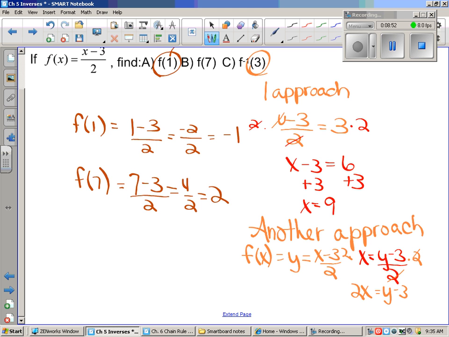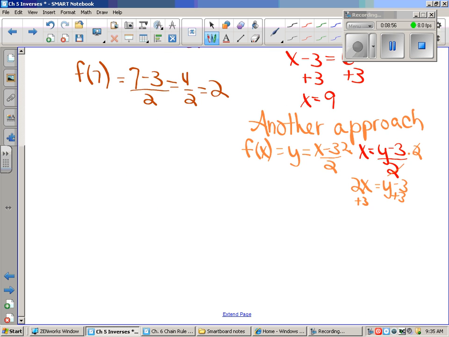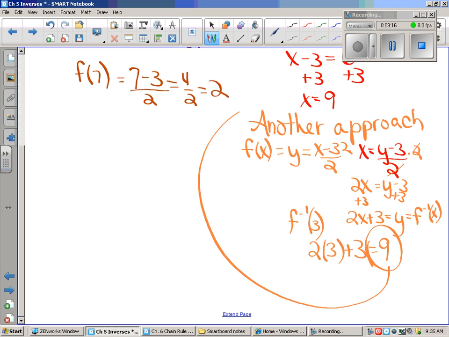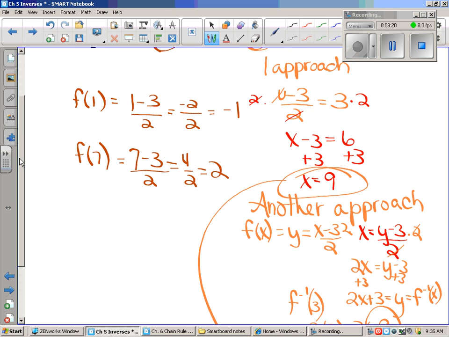And then what would I do? Add 3. Doesn't that sound familiar to you? So what I would have then is 2x plus 3 equals y. And then when the question says, I want you to do the inverse of 3, this is my inverse function, right? And so all I would need to do is plug 3 in there. So 2 times 3 plus 3, what do you get? 9. This is no coincidence that these are exactly the same. And again, do you notice these processes were the same?